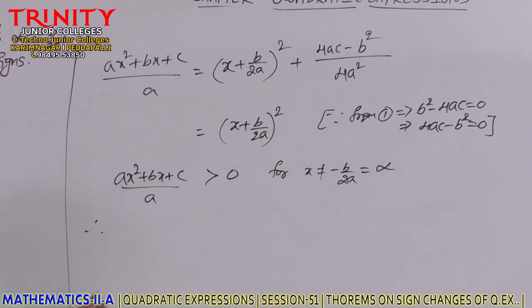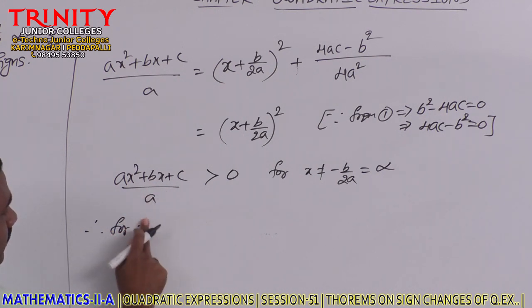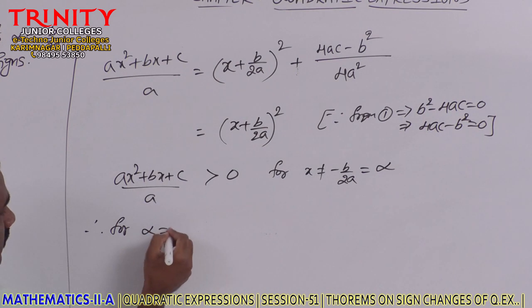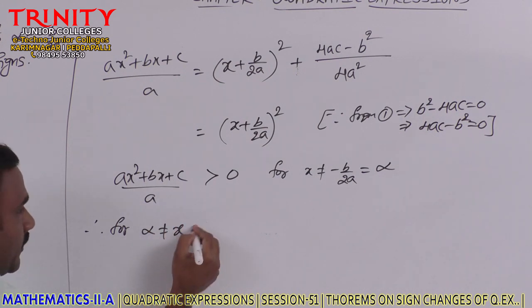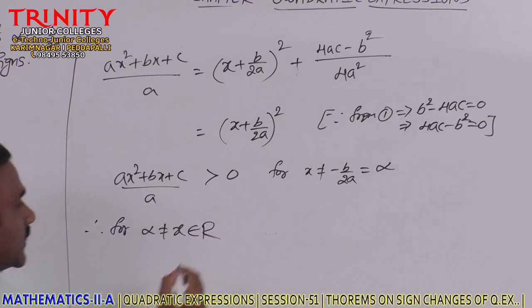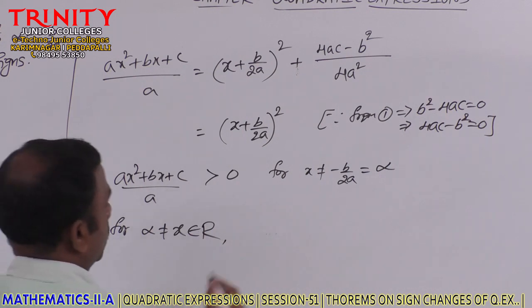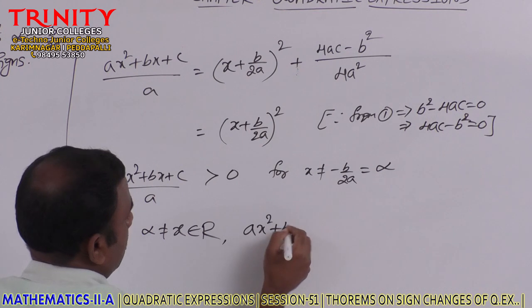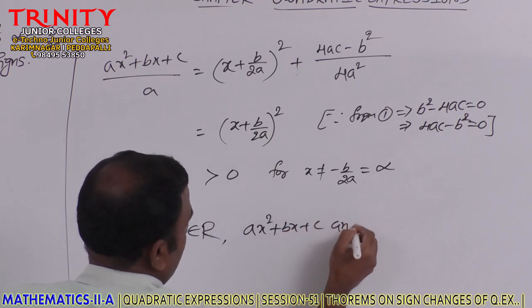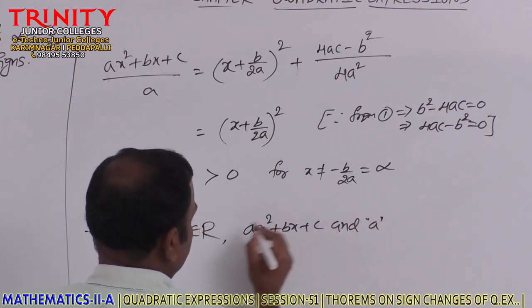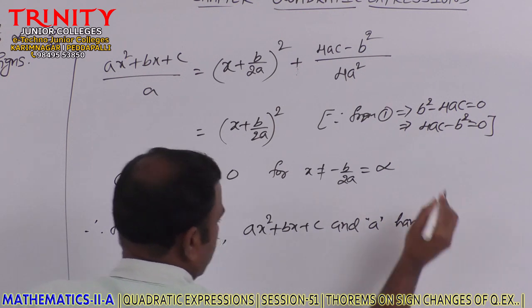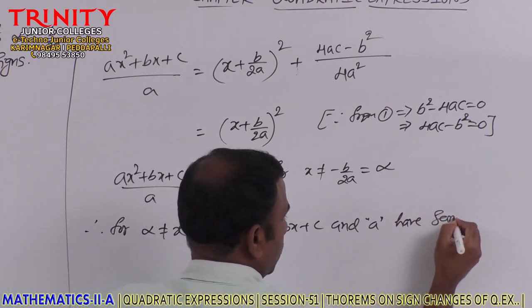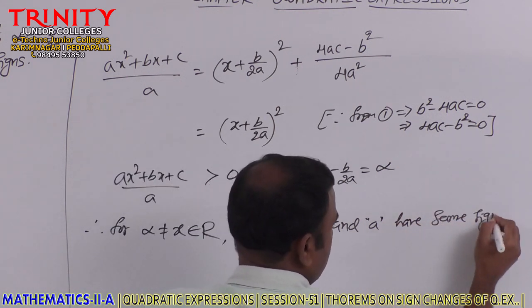Therefore, for x belongs to any real number other than alpha, ax square plus bx plus c and a have the same signs.